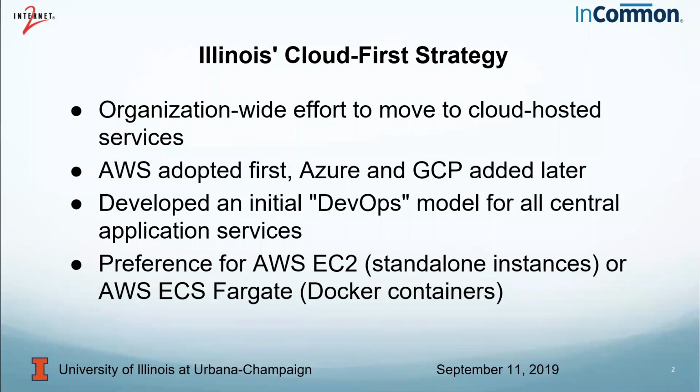So the central development team in our technology services, which is our central IT arm, devised our first DevOps workflow, which was scoped to include just the in-house managed central applications. And this process basically favored the building of cloud resources using Amazon's Elastic Compute Cloud, or EC2, as you'll see, as well as Amazon's Elastic Container Service, or ECS. And Fargate is actually just Amazon's hosted Docker container cluster.